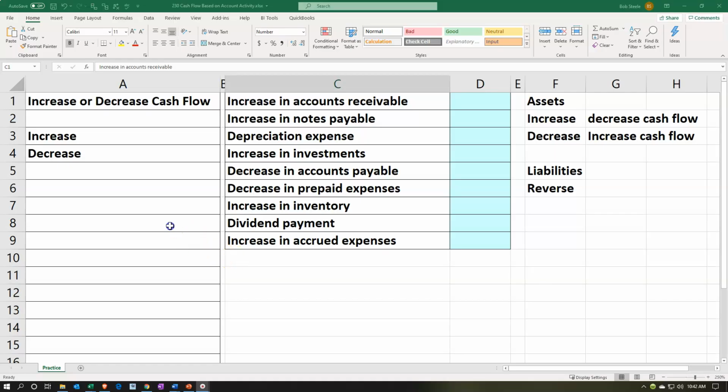Here we are in Excel. We have our information on the left-hand side. We're going to put that into the blue area on the right-hand side.